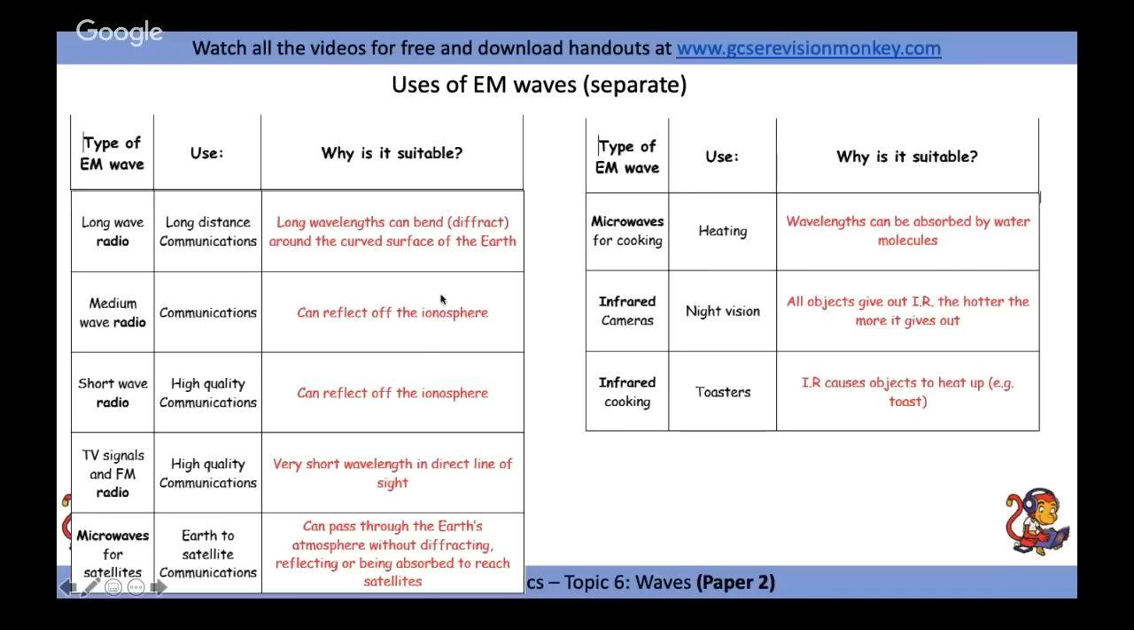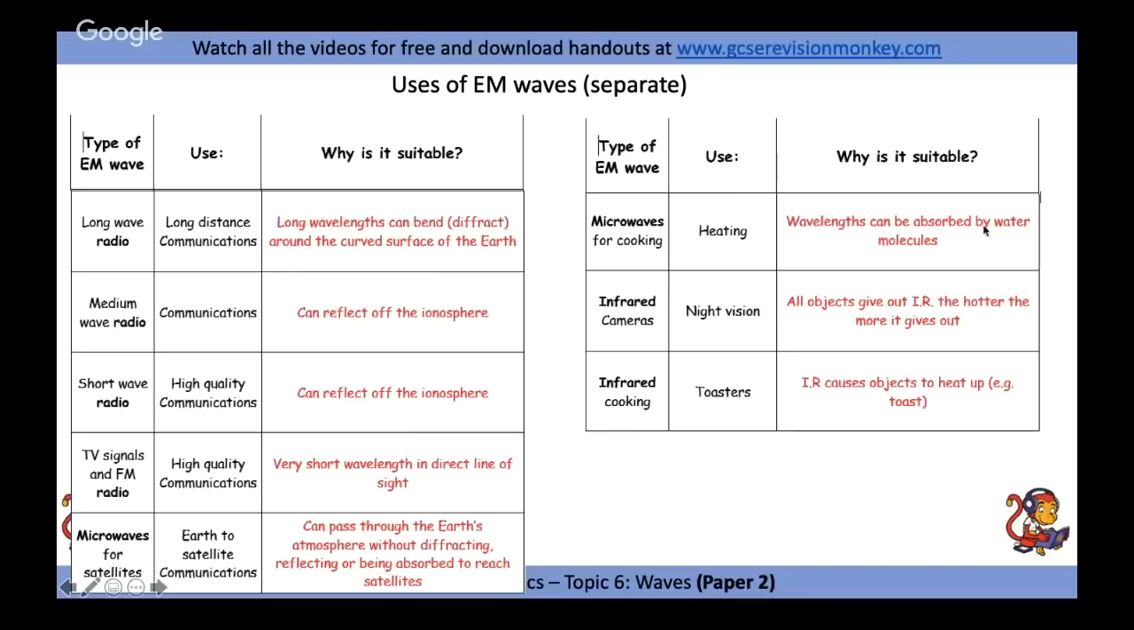So it's reasonably high quality and it can bounce off the atmosphere. Shortwave radio, again, high quality communications. That's really clear, crisp broadcasts, again, can reflect off the ionosphere. TV and radio, okay, now they can only work in direct line of sight. And microwaves for satellites, well, why are they good? They can pass straight through in a straight line through the atmosphere. They're not reflected or absorbed or refracted.